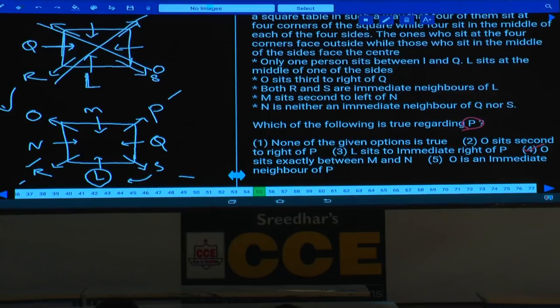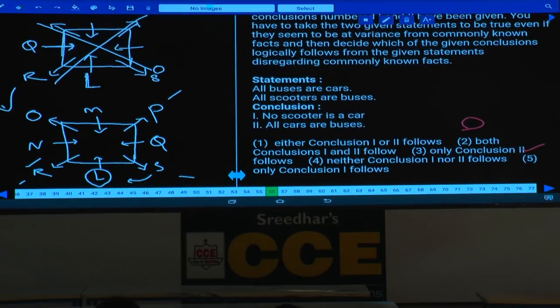Now this is about question numbers 51 to 55, seating arrangement, square table, 8 persons. Then 56 to 60. Now these questions are based on syllogisms. Question numbers 56 to 60, syllogisms.